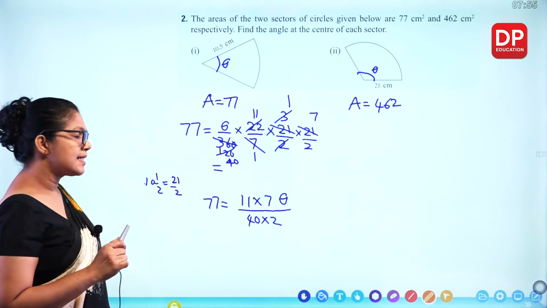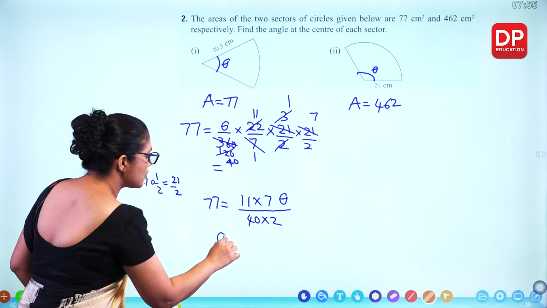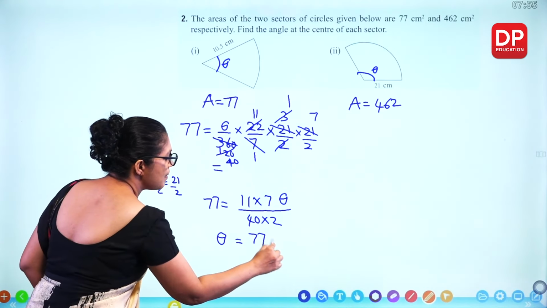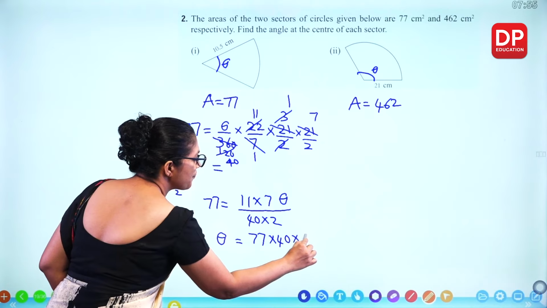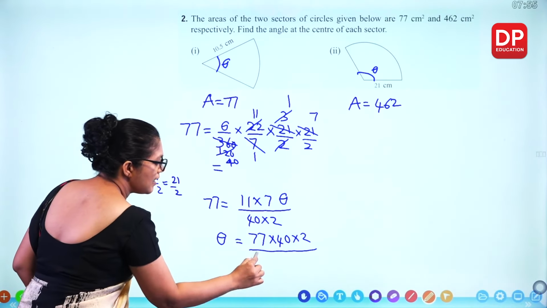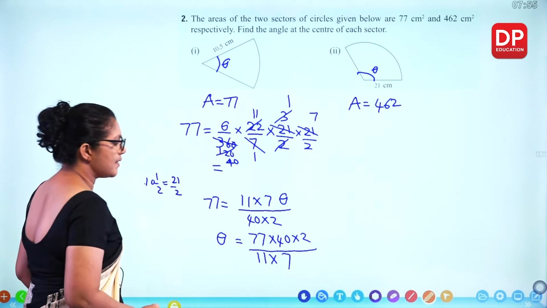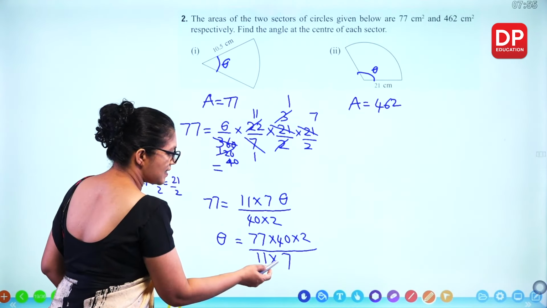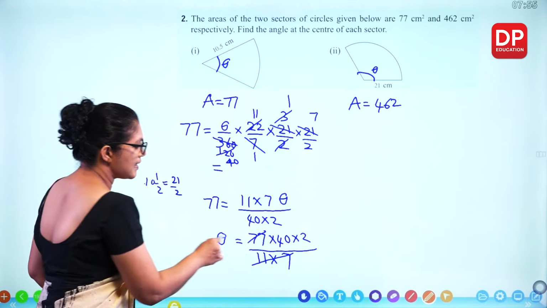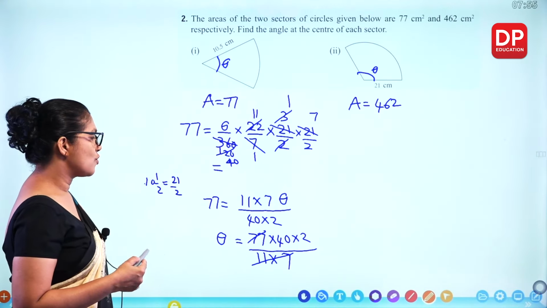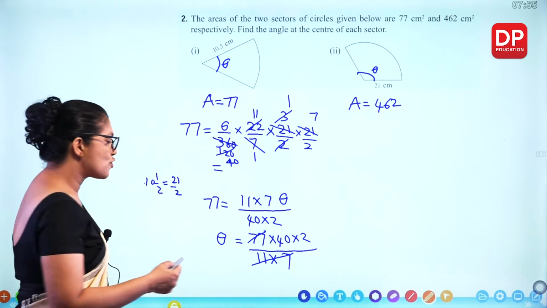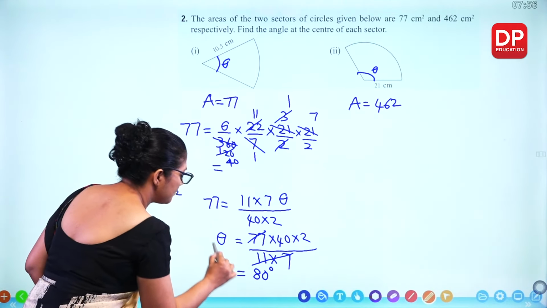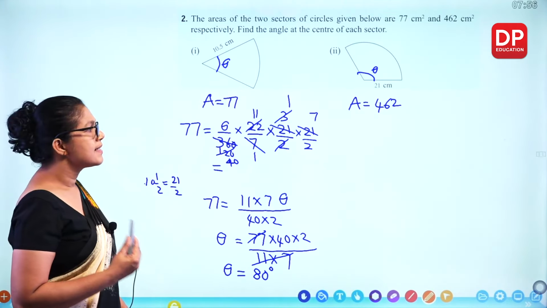So make theta the subject of the formula. So you get theta equals, that means you multiply 77 by 40 and 2, divide by 11 and 7. So we see 11 and 7 is 77. That gets cancelled out with this 77. So what's the angle here? 40 times 2 is 80 degrees as the angle at the center.